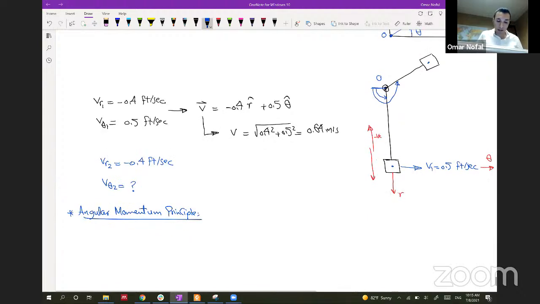Why? Let's look in our equation. Our equation says that HO vector 1 plus the integration from time t1 to t2 of the sum of the moments of all the forces that we have, dt, is equal to HO2. And if we expand this equation, it will be R1 vector crossed with the mV1 vector plus the integration from t1 to t2.